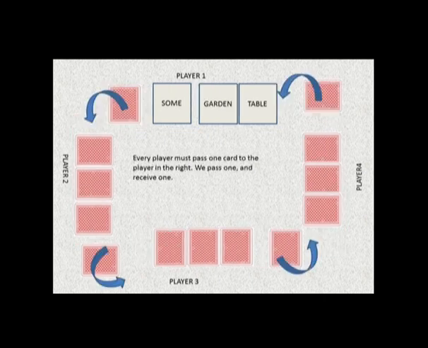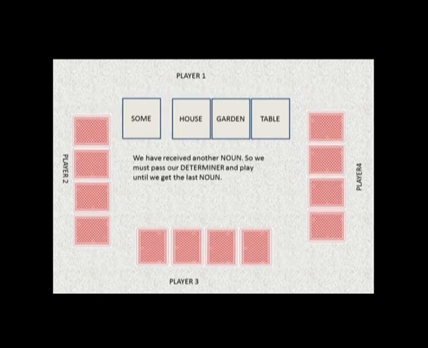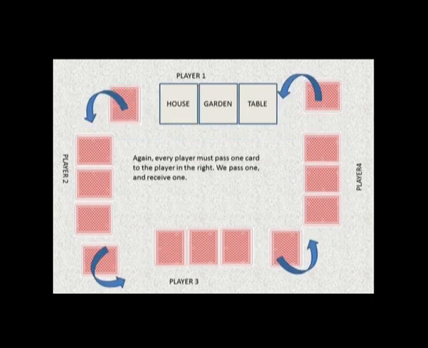Every player must pass 1 card to the player on the right. We pass 1 and receive 1. We have received another noun, so we must pass our determiner and play until we get the last noun. Again, every player must pass 1 card to the player on the right. We pass 1 and receive 1.